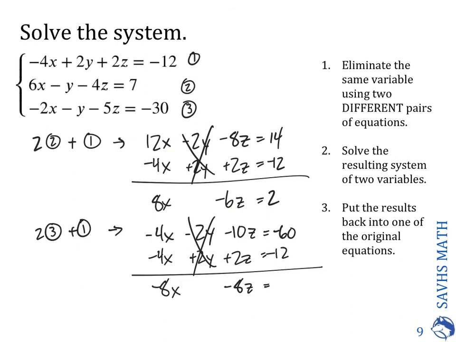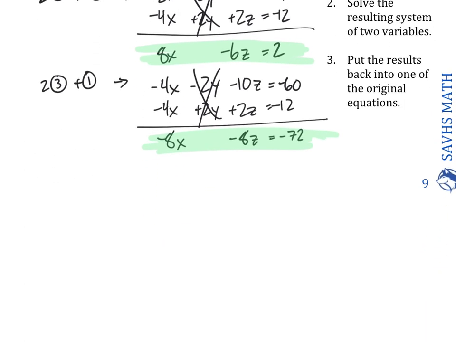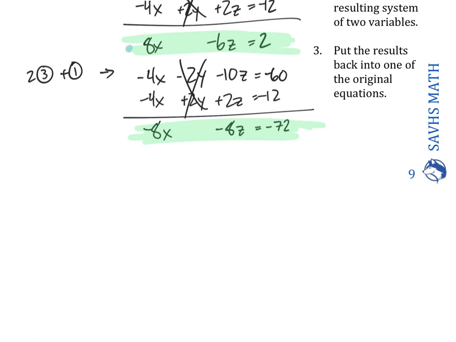Just kidding, it's 72. Okay, what I have here is this and this. Oh, check this out. This is sweet. If you take this equation and just add it to this equation, that eliminates the x's and I get a z answer right away. So I get negative 14z equals negative 70. Divide both sides by negative 14, and I get z is 5.